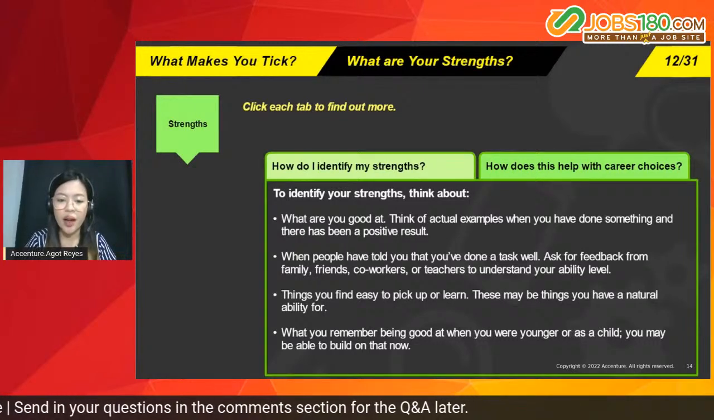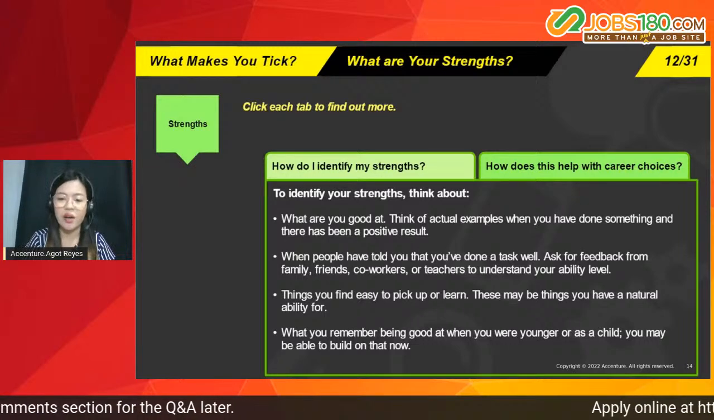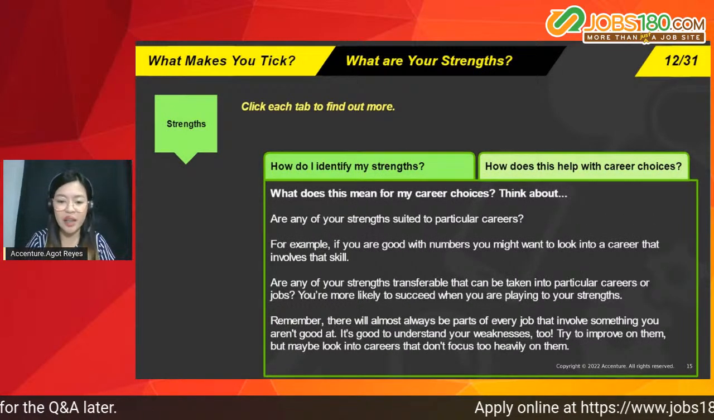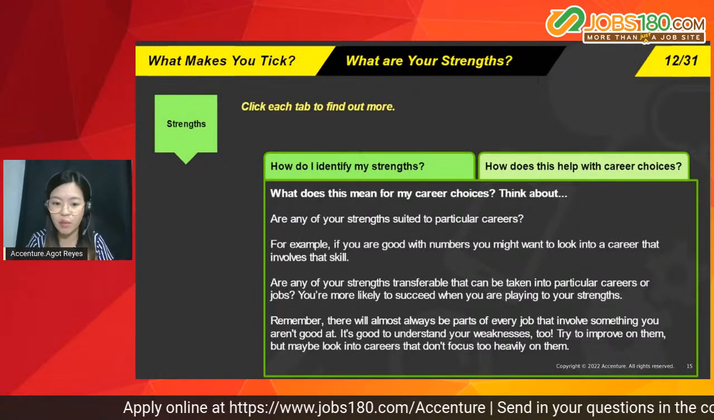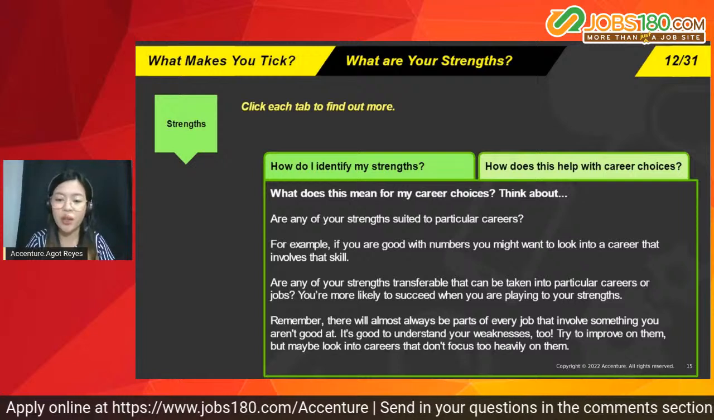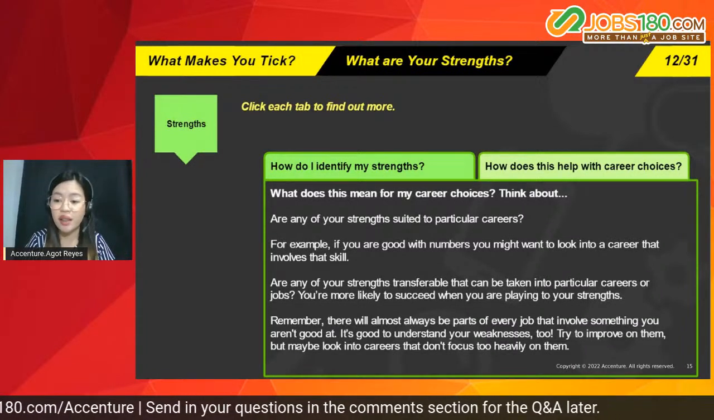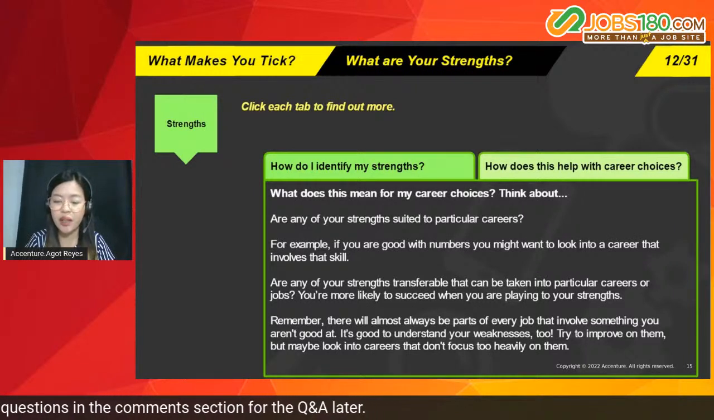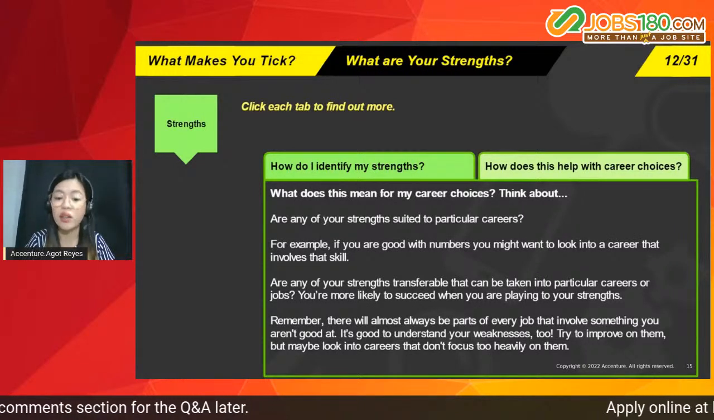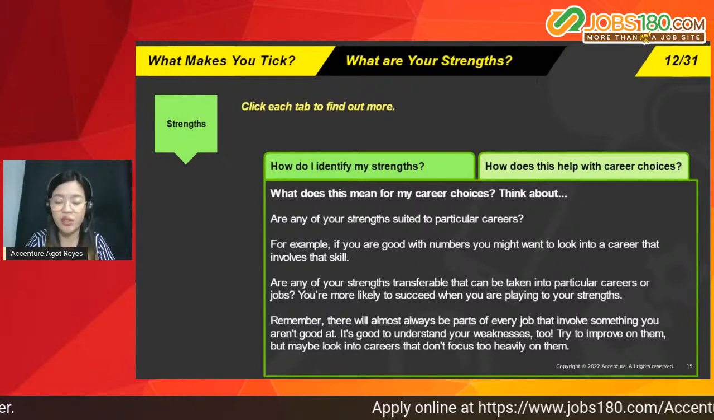So, are any of your strengths suited to a particular career? Meaning, yun bang skill mo, is it aligned, or meron ka bang naiisip na career or type of job that is actually aligned with it, no? For example, if you're good with numbers, you might want to look into a career that involves that skill. Are any of your strengths transferable that can be taken into a particular career or job? You're more likely to succeed when you are playing to your strengths.